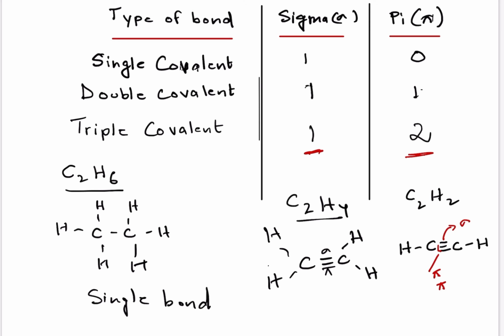So I hope you have understood the types of bond, sigma and pi bond, and overall the structure of the bond formation of sigma and pi bond.